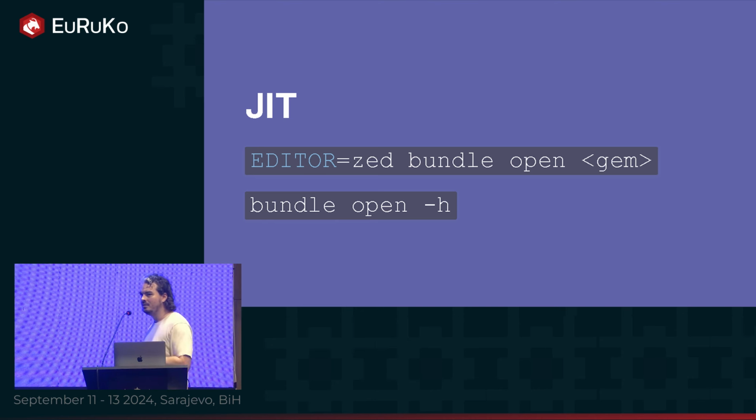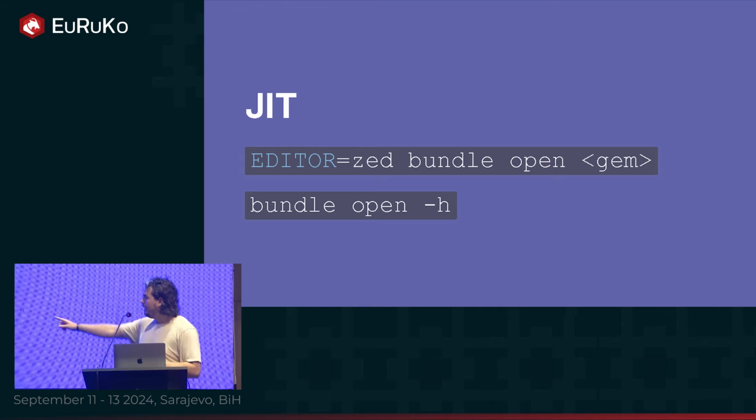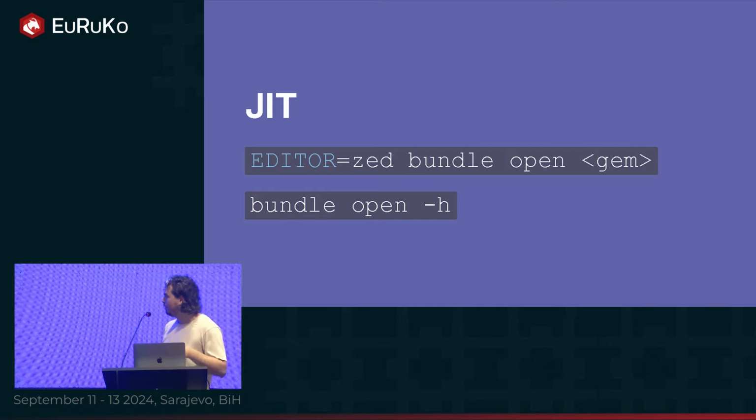Okay, cool. So bundle open lets you pop open a gem, the one that you're using in your app, at the same version and everything. And then you can see the help output if you want to here. And you can configure whatever editor you want for that. I just happen to have set up a default.